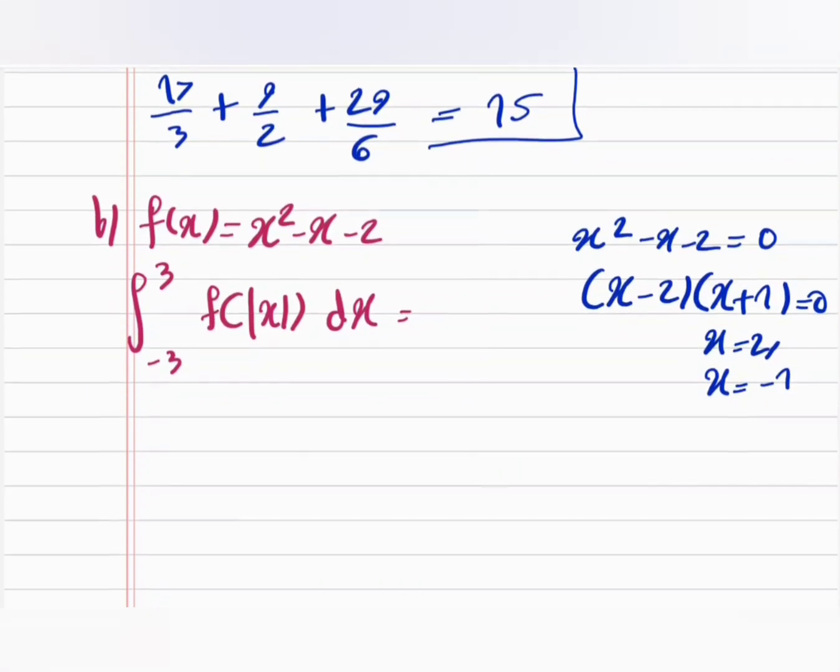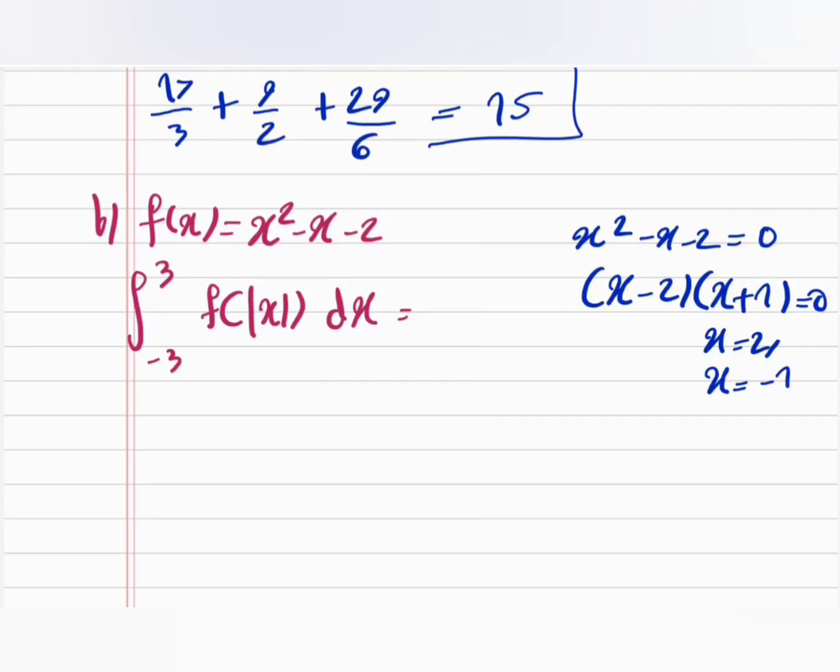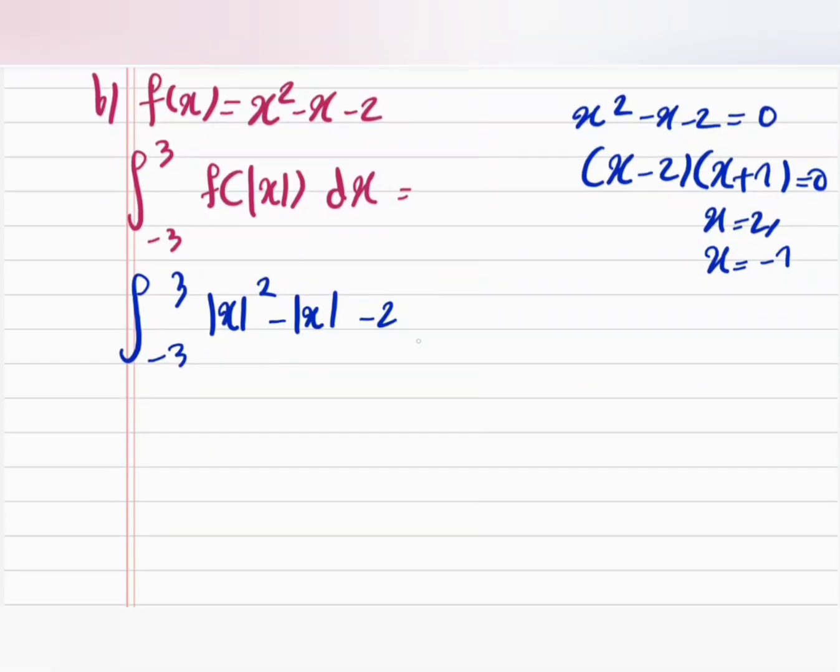Now, the interesting part here is that we want to integrate f of modulus x. So let's rewrite this quadratic, and we write this as modulus x squared for the first term, and then minus modulus x and -2. Now here, we should be careful, because this part, which is modulus x squared, is basically the same as having just x squared, right? Because the modulus doesn't do anything here, because x squared is always positive anyway, right?